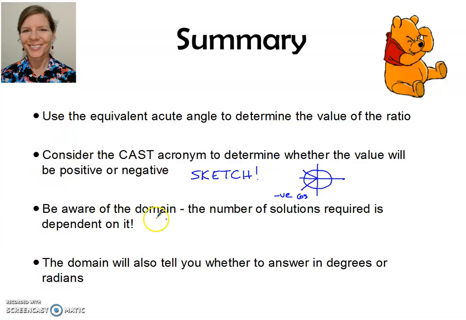Be aware of the domain. The number of solutions required is dependent on it. You might get sometimes up to 720 or even bigger, depending on how the examiner's feeling. You might have to keep listing solutions, so make sure that you get them all, otherwise you will end up missing out on marks. The domain will also tell you whether to answer in degrees or radians. If the domain is in terms of pi, that means radians. If it's not, and it has degrees, that means you need to answer in degrees.